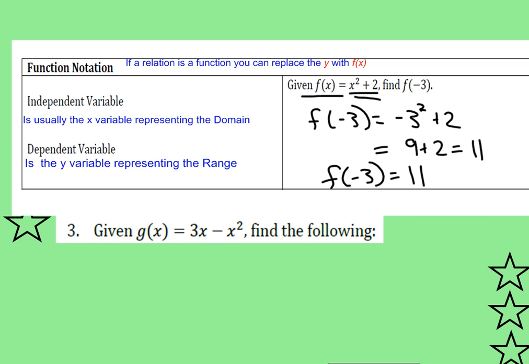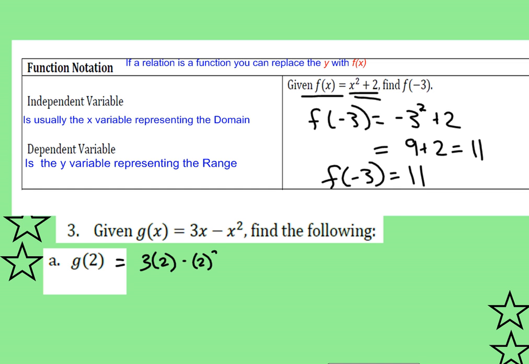So given that g of x is 3x minus x squared, let's figure out some of these. So g of 2 means exactly what it sounds like. Put in 2 for the function. So put in 2 exactly in for x and then solve it. So this will be 6. 2 squared will be 4. Subtract it. So g of 2 equals 2.